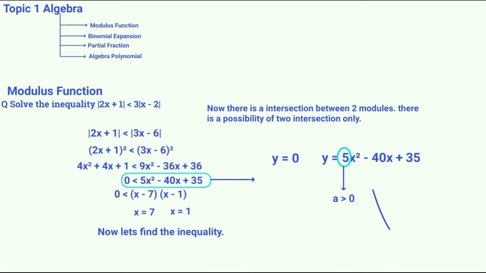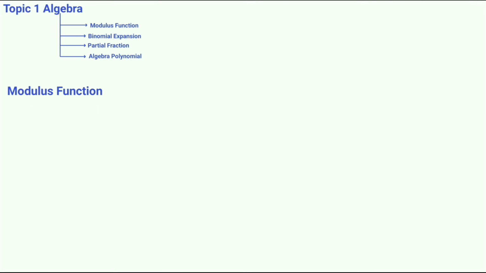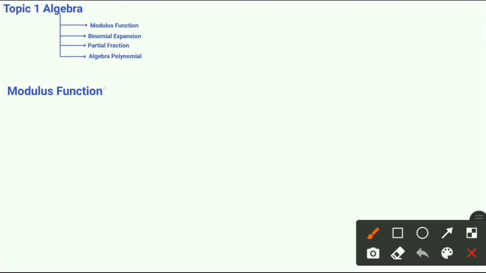Okay, 5, what is this? So happy smile curve, and then y is greater than 0. So yeah, just like this, and there you go, we have got the answer. That was modulus function. This is the end of this part, modulus. Okay, now we are going to move on to binomial expansion.